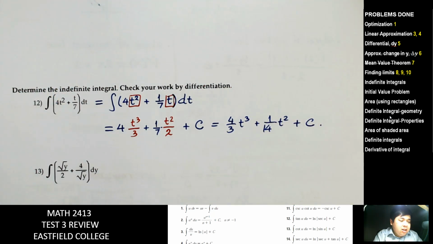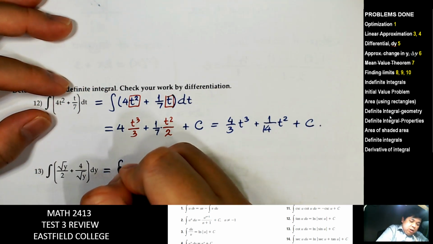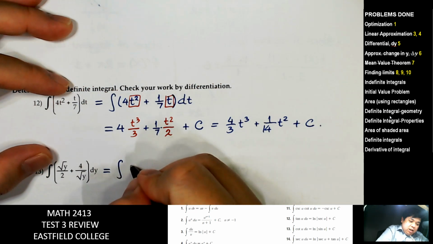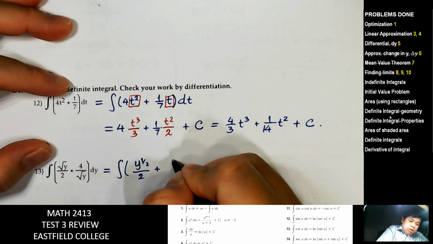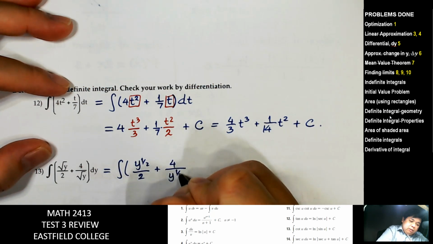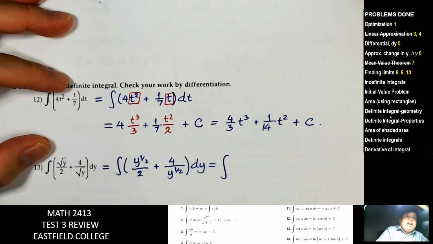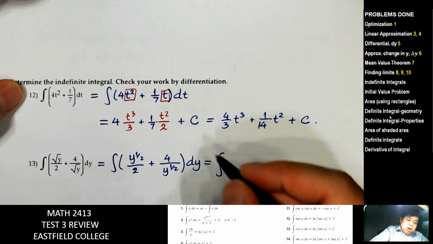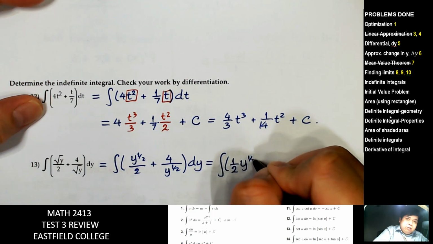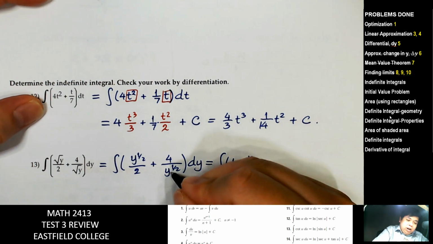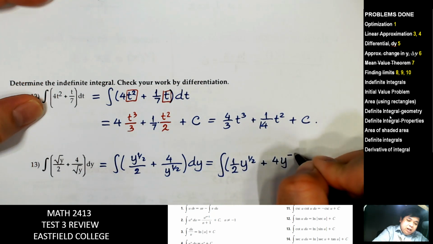So it'll be just that. Right, so just a power rule. On 13, we have to rewrite that as y to the 1/2 over 2 plus 4 over y to the 1/2 dy. And to use the power rule, it's better to write 1/2 y to the 1/2, the 1 here at the bottom, so it will be y to the negative 1/2.